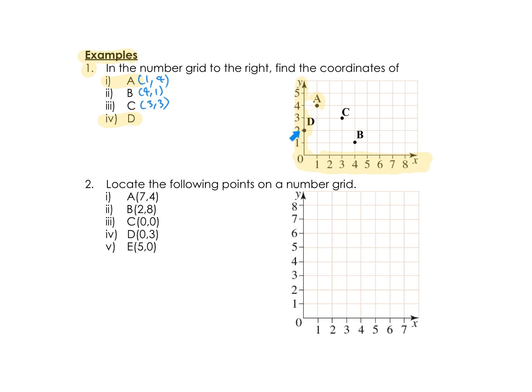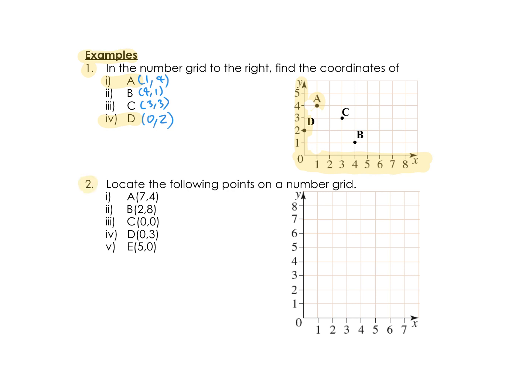For D, the x coordinate, we go down, it's 0. And the y coordinate, it's 2. We don't go anywhere. We go across until we get to the y-axis, but we're already there. So we just write down the number we're on, which is 2. Pretty good. You might need to pause the video to draw that.